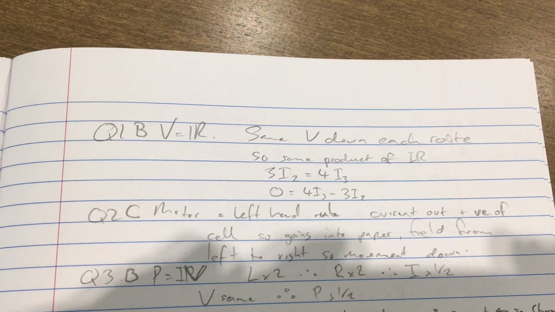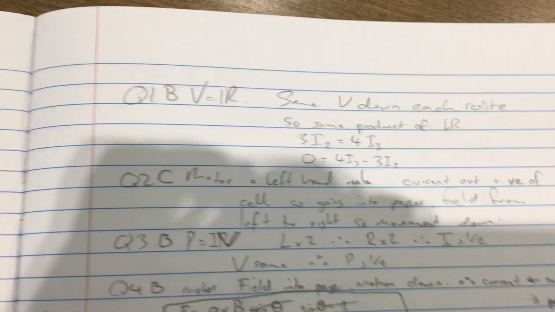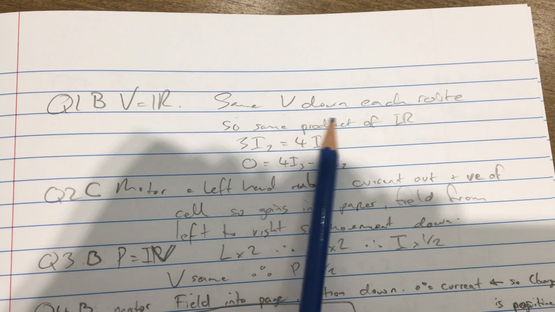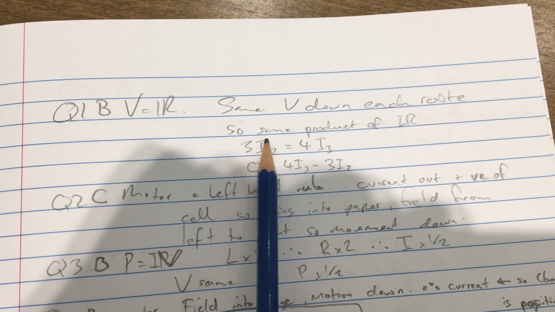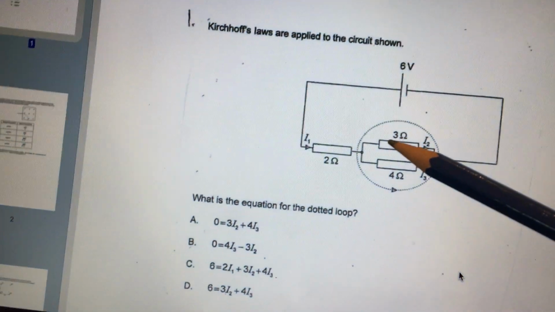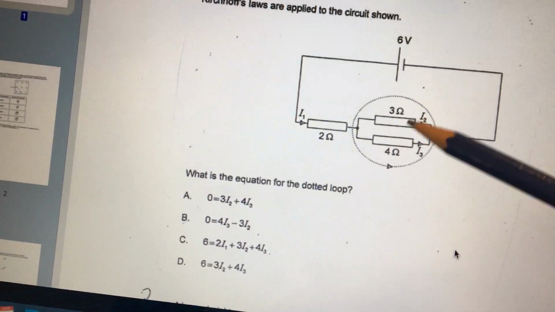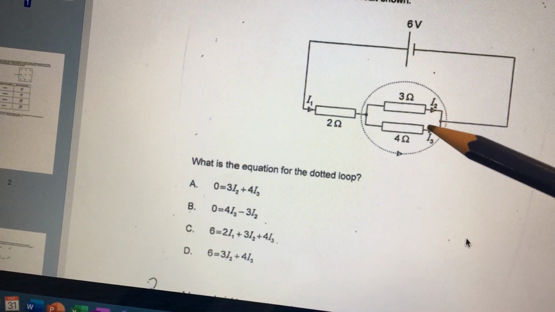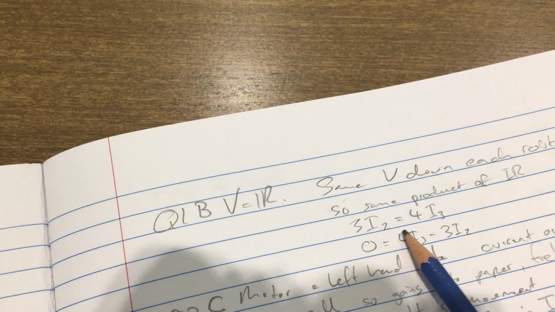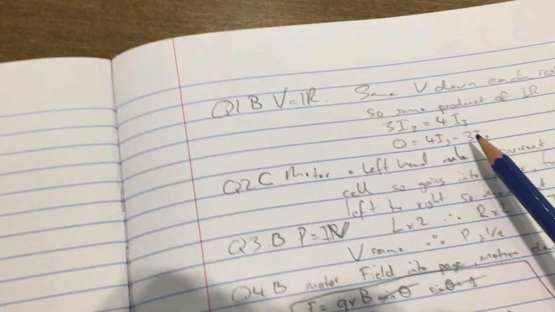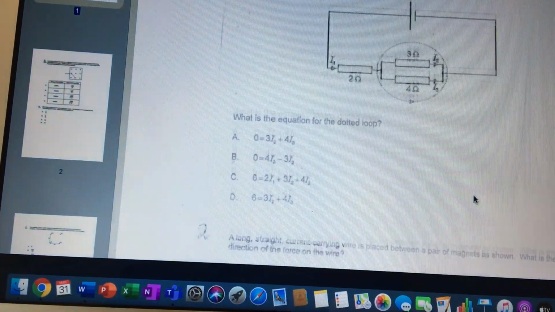notes, solutions handwritten. So it says V equals IR. It says the same V down each route, so same product of IR. Since it's V down, each route must have the same V, whatever it is, less than 6 volts, let's say 4. It has to have the same V down each route, so I2 times 3 must equal I3 times 4. So I said 3I2 equals 4I3, rearrange 0 equals 4I3 minus 3I2. So that was question 1.